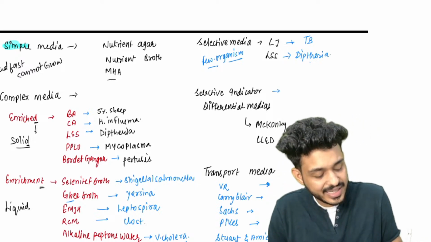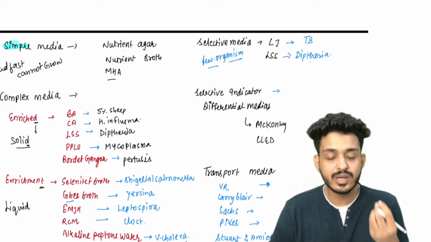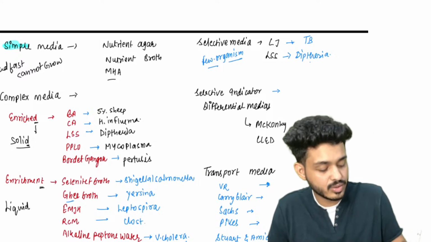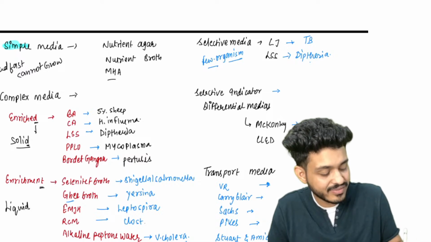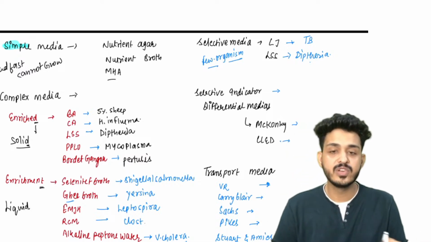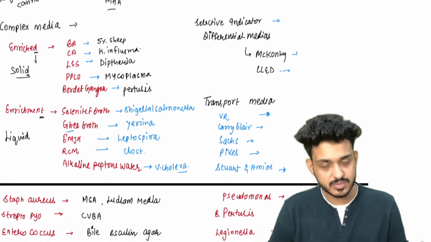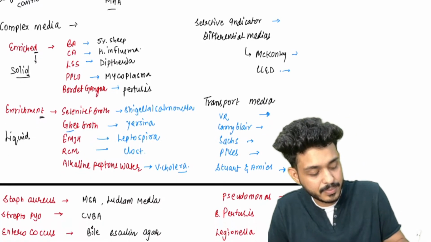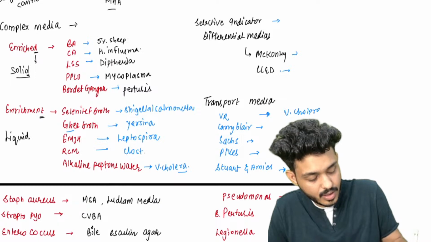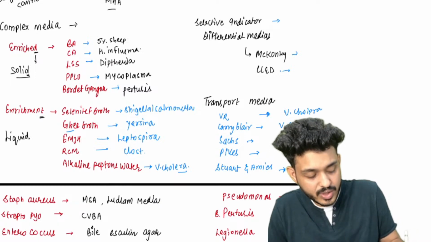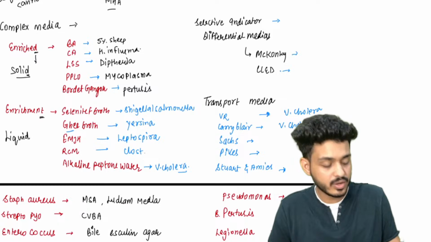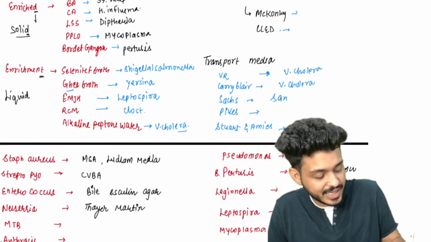Next, selective indicator differential media, only a single organism will grow here. We are having MacConkey agar, we are having CLED agar. Okay, which one is better? MacConkey is better or CLED is better? Next, we are having transport media. VR media is for the Vibrio cholerae. Cary Blair is also for the Vibrio cholerae. Sach's media is for Salmonella and Shigella.